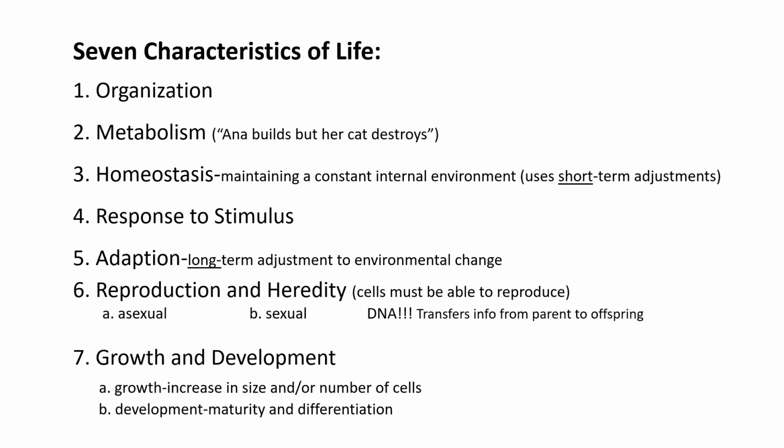A way to help you remember what they each do is the phrase Anna builds, but her cat destroys. Anabolism builds, but catabolism destroys or breaks apart. Okay? So anabolism builds molecules, and it requires energy to do that. Catabolism breaks down molecules and releases the energy. It's important to note that almost all the energy in our system ultimately comes from the sun, and it comes from the sun through photosynthesis.